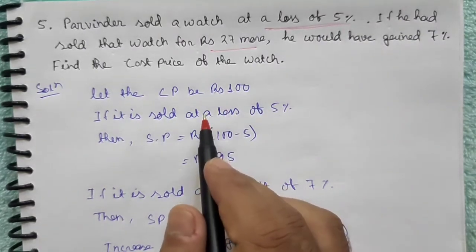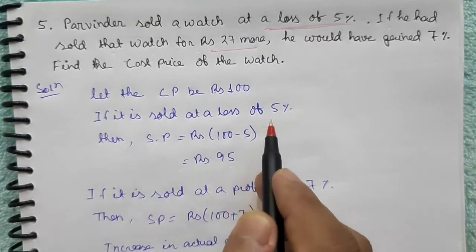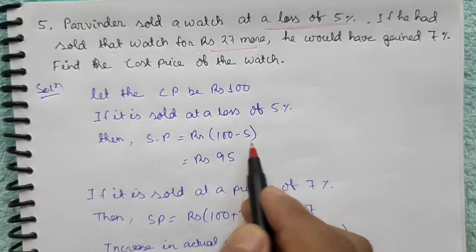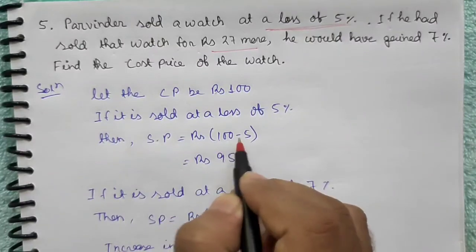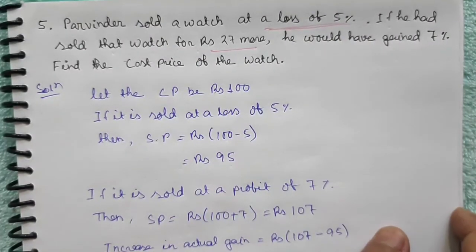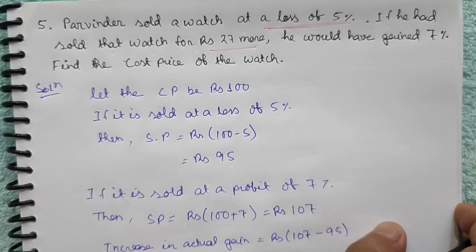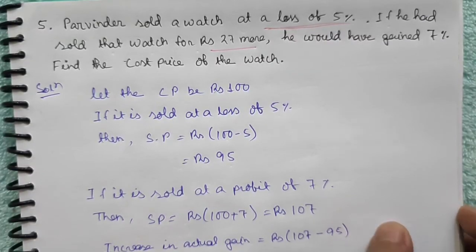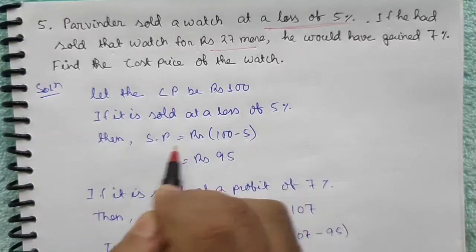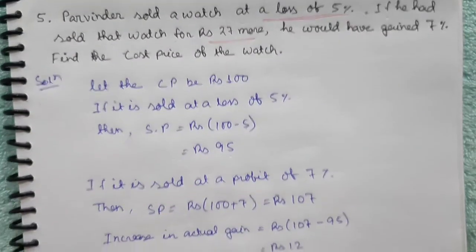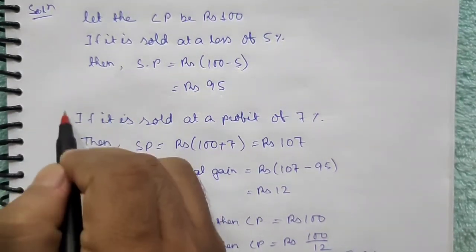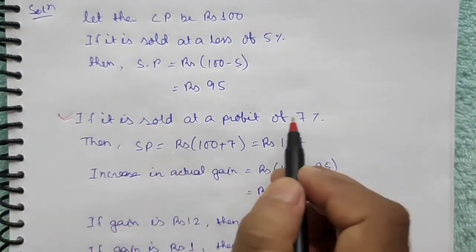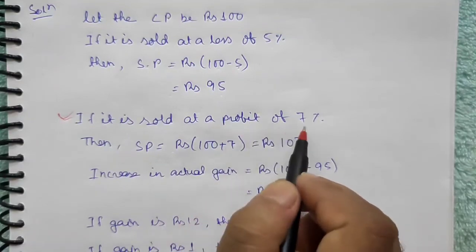Rupees 100. Now if he had sold at a 5% loss, that means 5% of 100, then SP will be what? Rupees 100 minus 5, isn't it? What is 5% of 100? It is 5. So SP will be 100 minus 5. Selling price is how much? 100 minus 5 is 95.